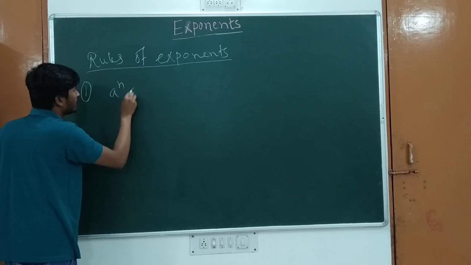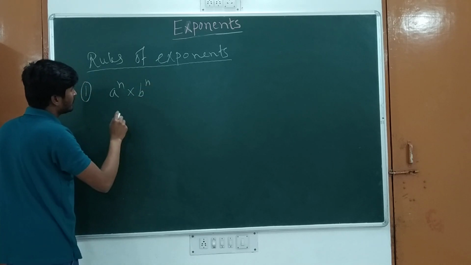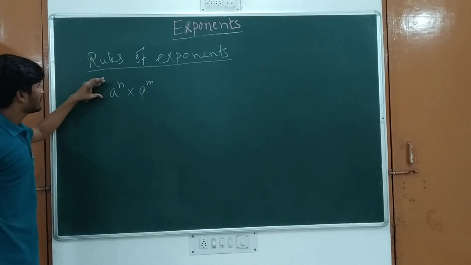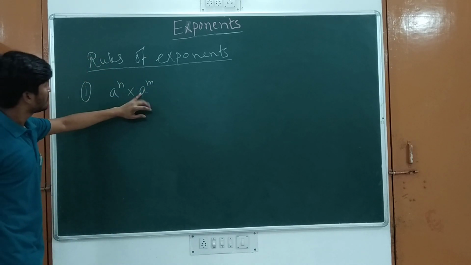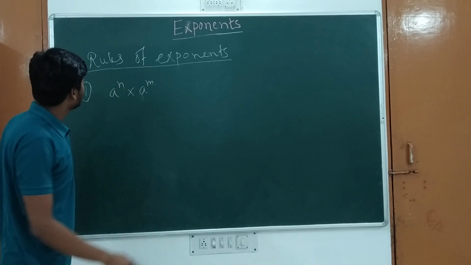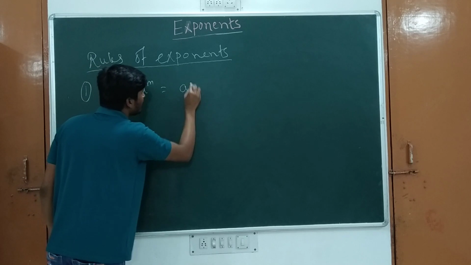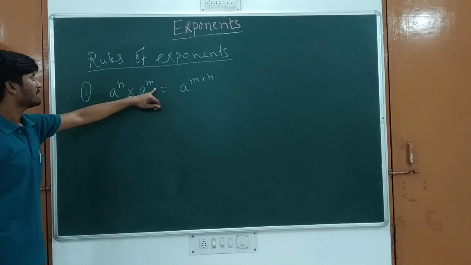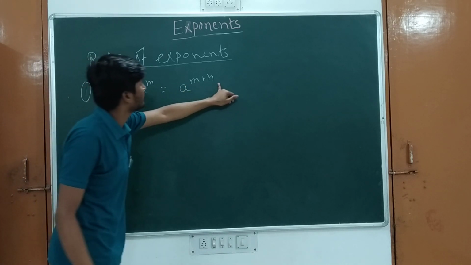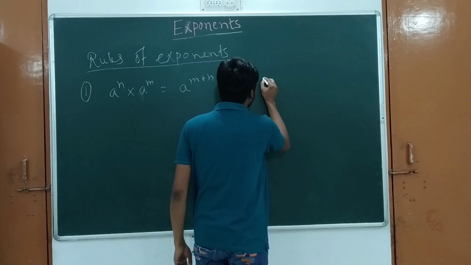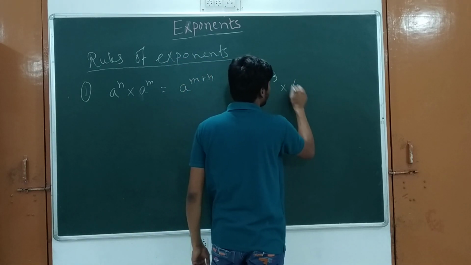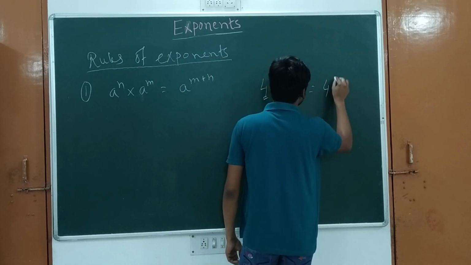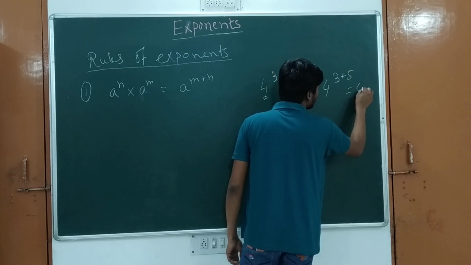a to the power m into a to the power n. That is a multiplied m times into a multiplied n times, so this will be a to the power m plus n. That is, if the bases are same and exponents are different, when we multiply, we add the exponents. With an example like 4 to the power 3 into 4 to the power 5, both bases are same, so this will be 4 to the power 3 plus 5, that is 4 to the power 8.